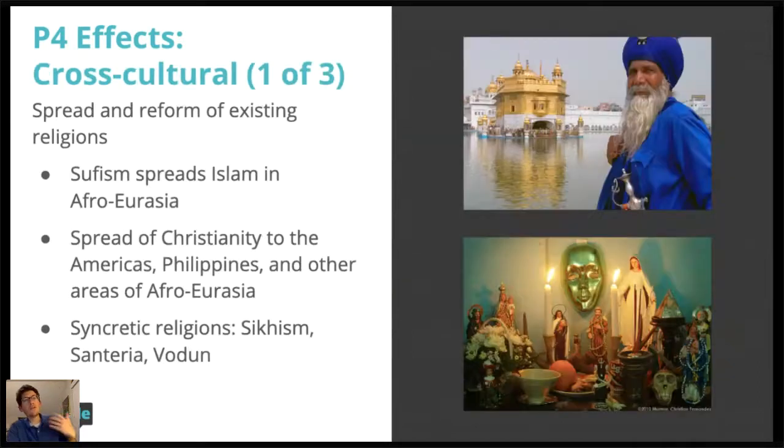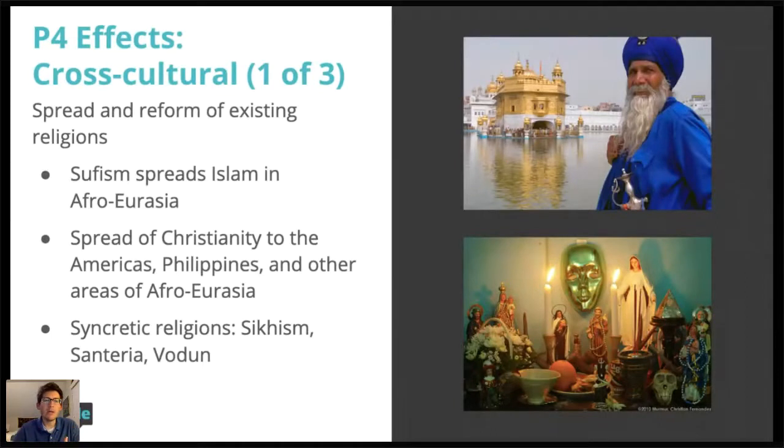Now, cross-cultural effects, right? There's still going to be these in time period 4 as well, right? We're going to see a continued spread of religion and even the reform of existing religions. So as Islam continues to spread in the Indian Ocean in this time period. I know we've been talking about Europe so much. It's a hard shift to talk about Islam.